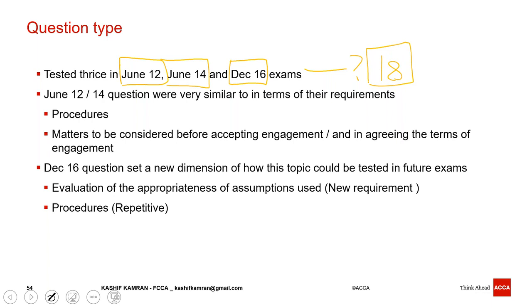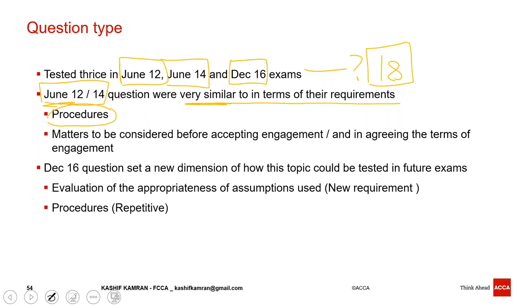Okay, so June 12, June 14, December 16, right? The 3 questions, I'll go through some of them in the session today so that you have a better idea of what exactly the examiner asked for. Now, the June 12 question and the June 14 question were very similar in terms of the requirement. They did ask for procedures.